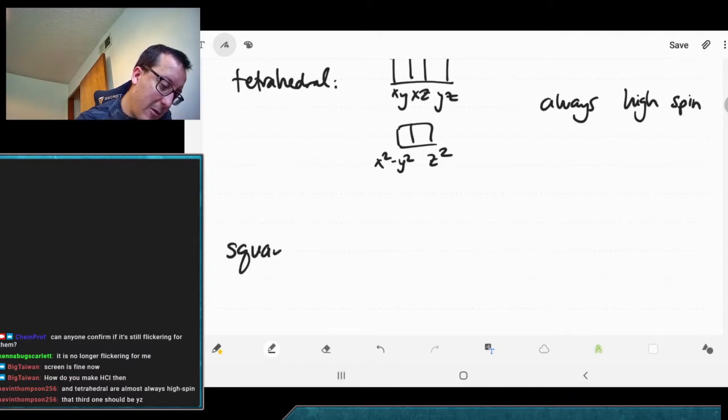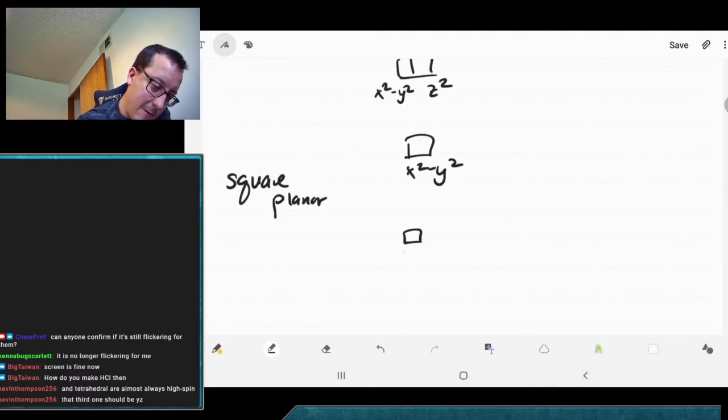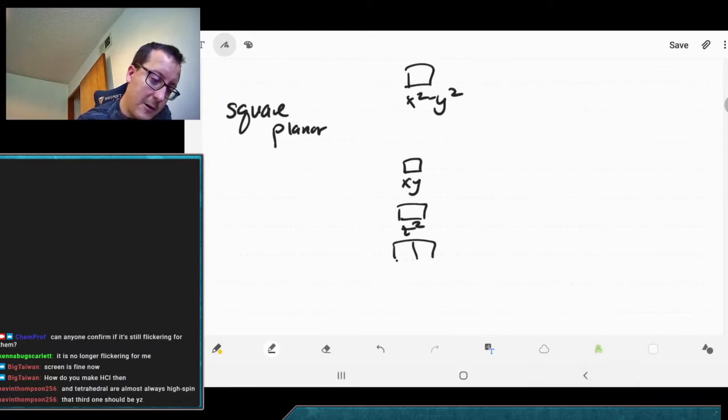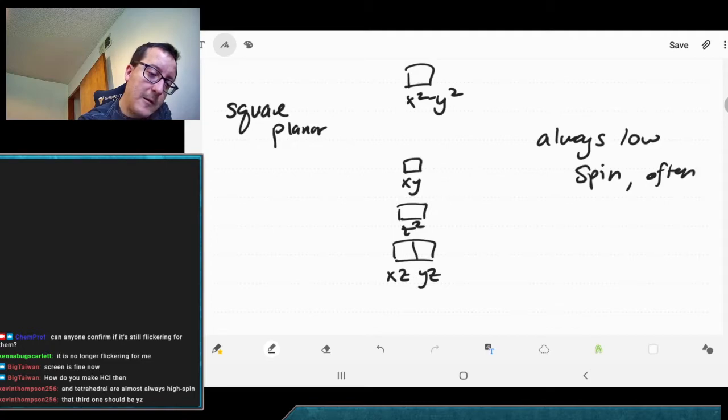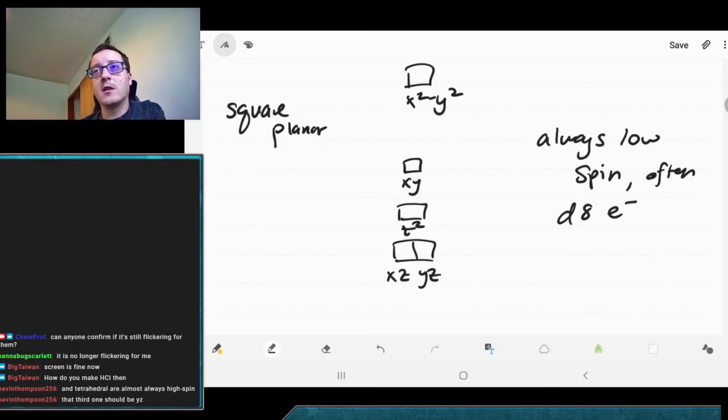And then square planar is kind of the weird one, where we have x squared minus y squared super high up. We've got xy there, z squared here, and then the other two down here. And these are always low spin, often using D8 electrons, or D8 species.